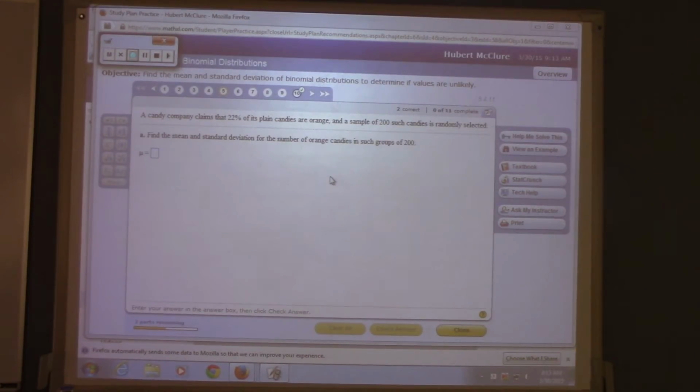When you think of plain candies, what do you think of? No, I think of M&M's. Skittles. Yeah, but Skittles aren't plain. The first bag of Skittles, the red bag, was called Original. What was the first bag of M&M's called? Plain. Chocolate, plain. That's what I think of when I hear plain.